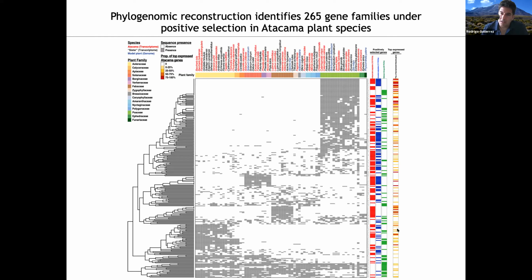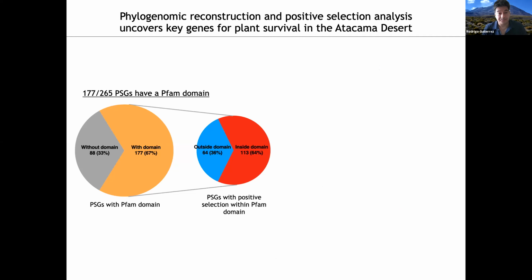And here in the last column we have top expressed genes. So that means that these genes are not only under positive selection, but they're also very highly expressed in the Atacama species, which might indicate that they're not only under selection at the protein structure level, but they may also be under selection at the regulatory level.